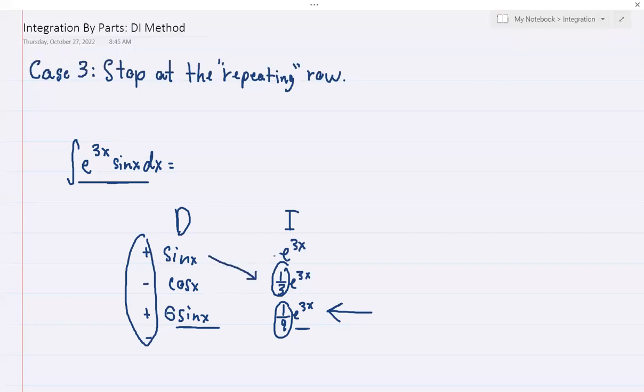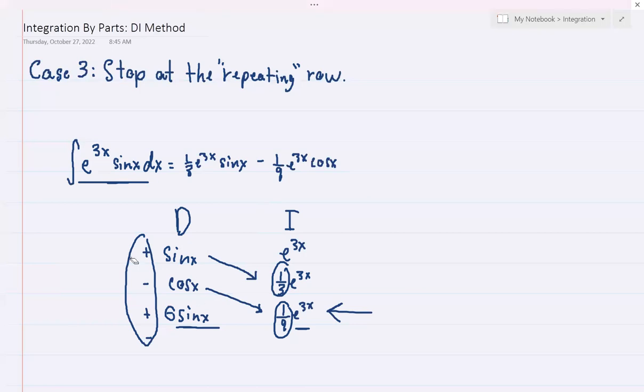Let's do that. Multiply positive sine x and 1/3 e raised to 3x. So we will have e raised to 3x times sine x. Here, negative cosine x times 1 all over 9 e raised to 3x. So we will have 1 all over 9 times e raised to 3x times cosine x.